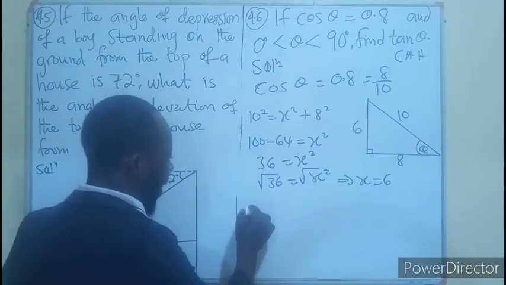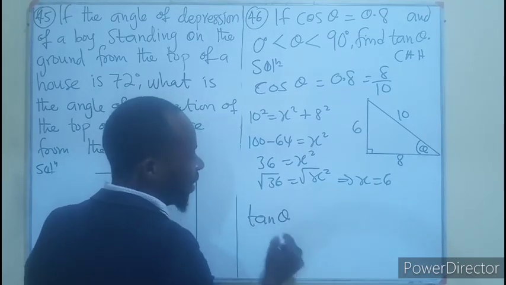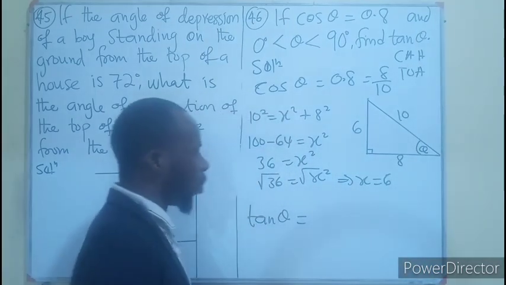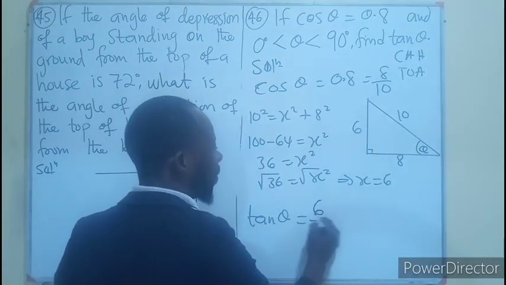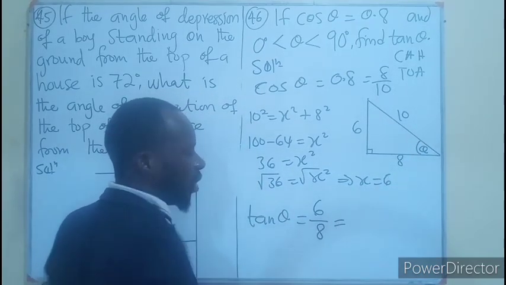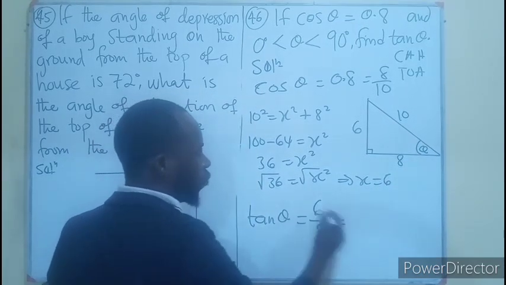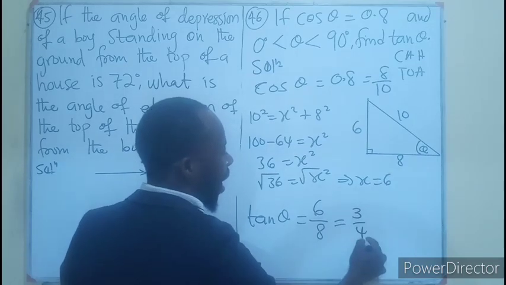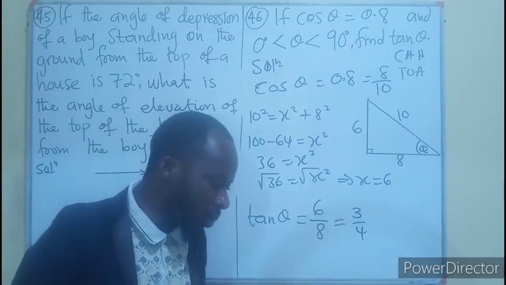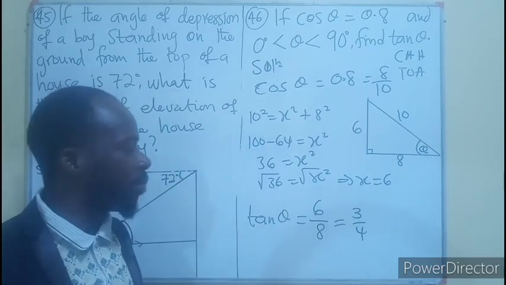To find the tan theta, which is going to be the opposite side, which is 6 over what? The adjacent side, which is 8. They do have a common factor of 2. So 3 over what? 4. And that will be option B on the question paper.